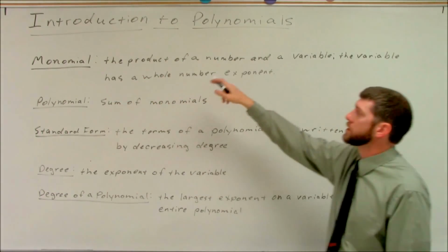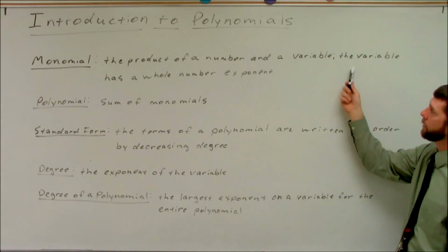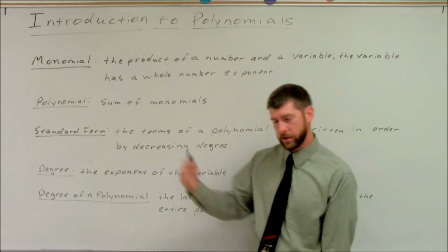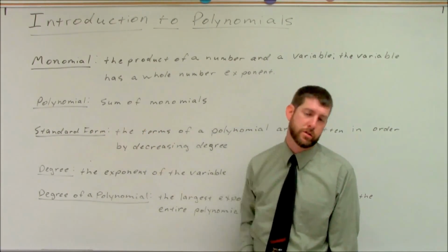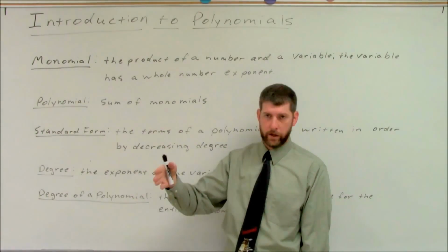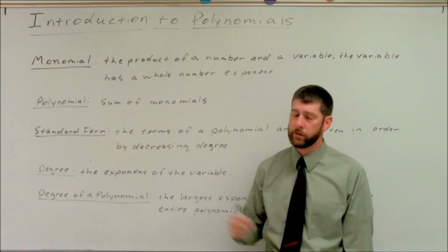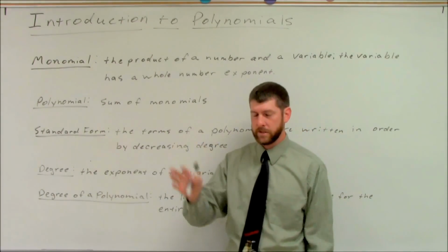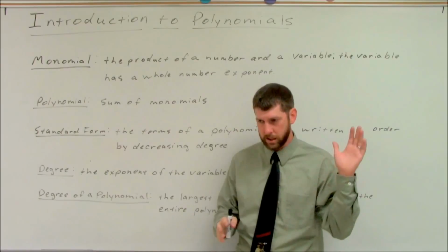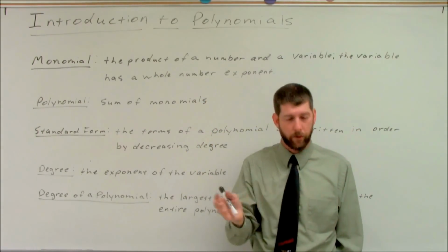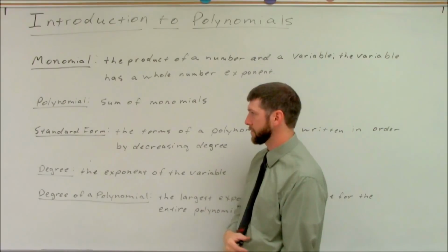A monomial is the product of a number and a variable, and that variable has to have a whole number exponent. So it's like saying 3x to the second power, 3x squared. There's a number, there's a variable, the variable has an exponent. That variable can have any exponent as long as it's a whole number. So anything from 0 to positive infinity is considered a whole number, as long as it's 1, 2, 3, 4, 5, all your counting numbers and 0.